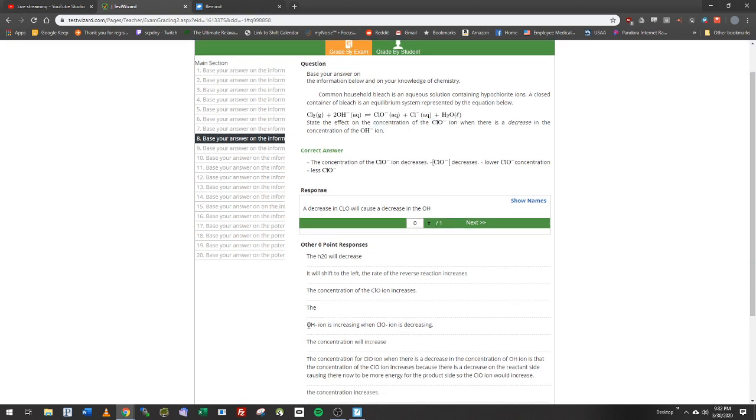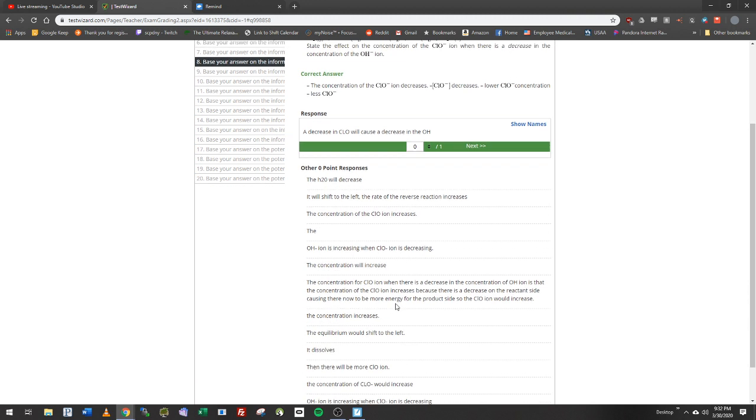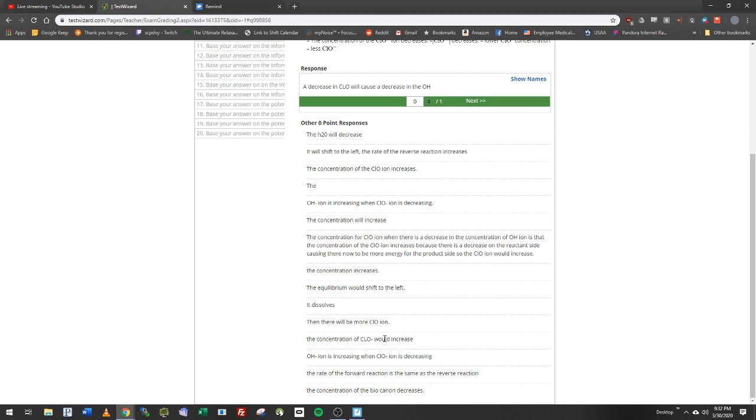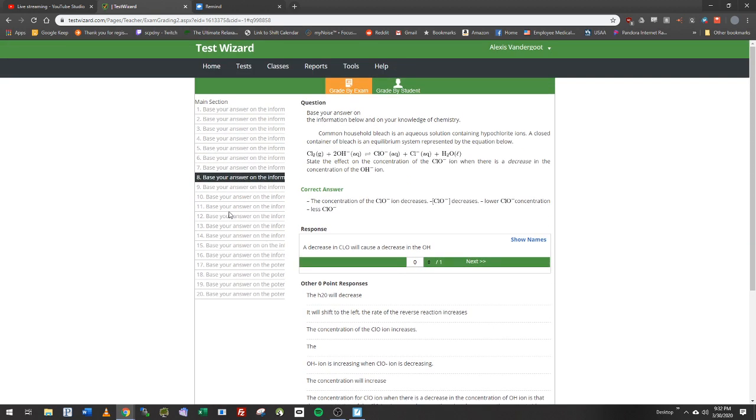Something went wrong here. You said Cl ion is decreasing, but you said it when OH minus is increasing. That's not what they're saying here. You're decreasing the OH minus concentration. So sometimes it's just a matter of wording. And again, I saw so many people talking about shifts. It's a beautiful thing. You're talking about true things in chemistry, but you're not answering the question the way that they want it.